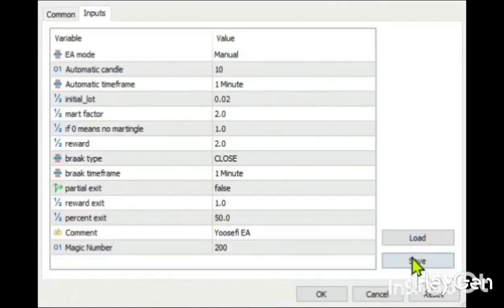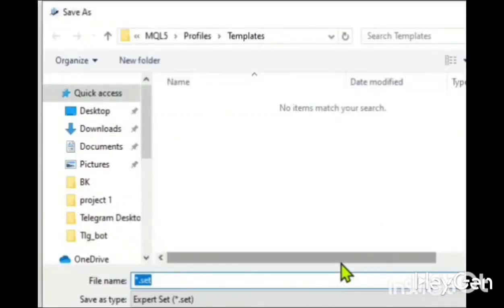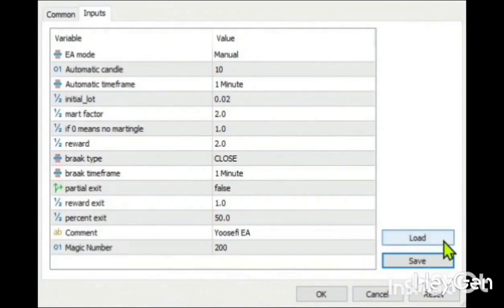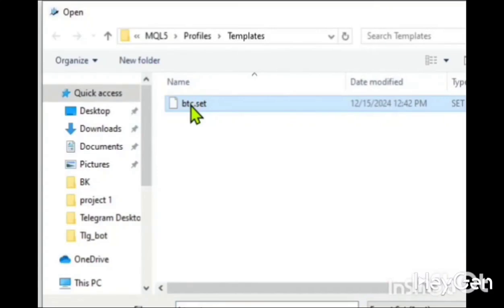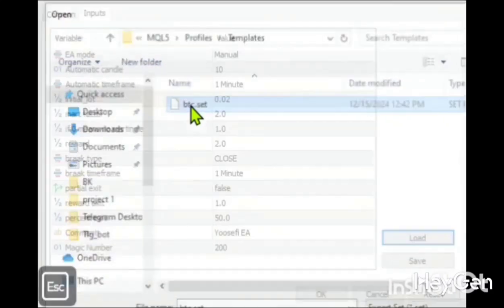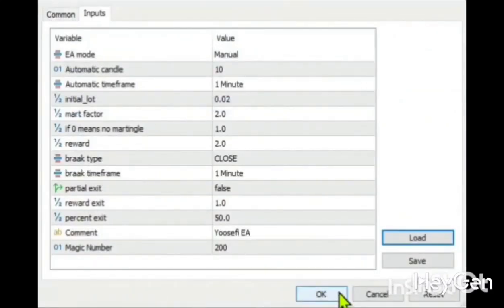Click the OK button. I can save it as BTC and save it. Now I can click the Load button here and read these settings whenever I want. I can retrieve the BTC settings from here. So that was about my settings for now. Click the OK button.